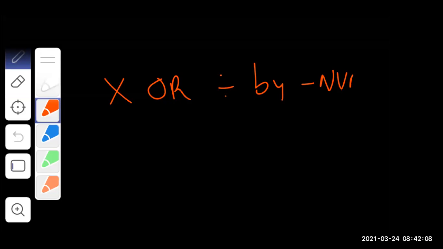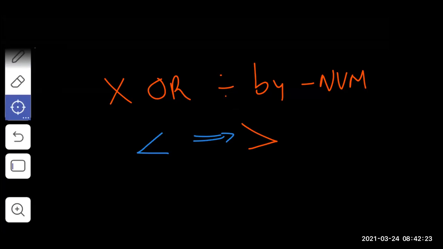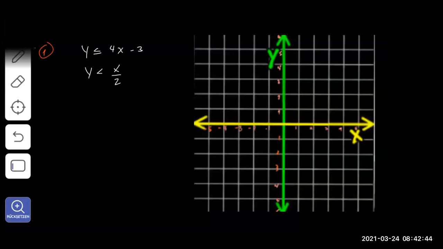Something else: if you multiply or divide by a negative number, what is going to happen? If the inequality sign is less than, what are you going to do? You're going to flip it, right? We flip the inequality sign when we multiply or divide by a negative number. If you handle this, we can move on.